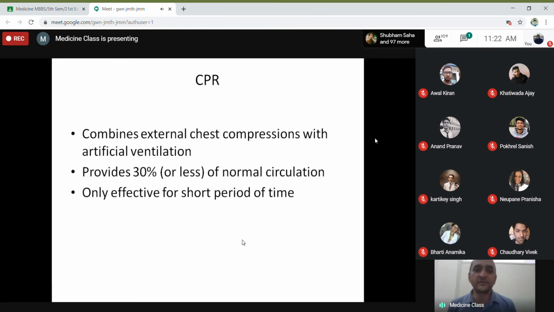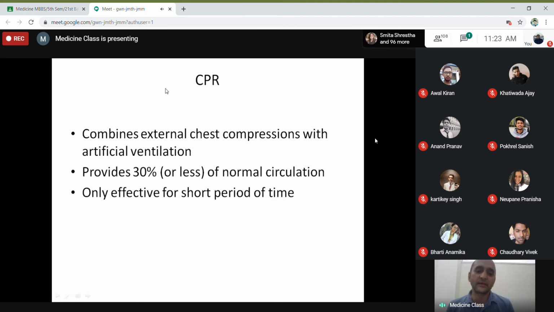It's a combination of the external chest compression, as I told you before, along with artificial ventilation, and it provides 30% or less of normal circulation. So it depends on how effective you are at doing the CPR. If you use the most effective methods, then you can establish up to 30% circulation only, and only effective for a short period of time. It doesn't mean that you do CPR for 2 days or 2 months.